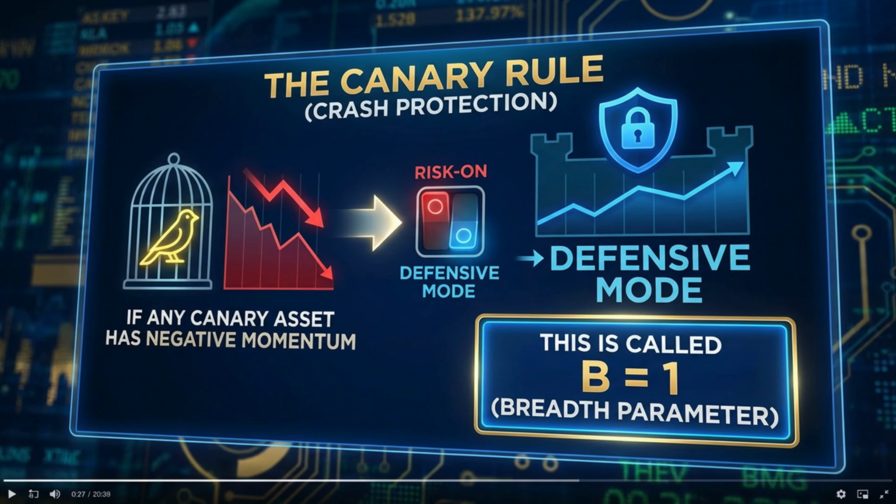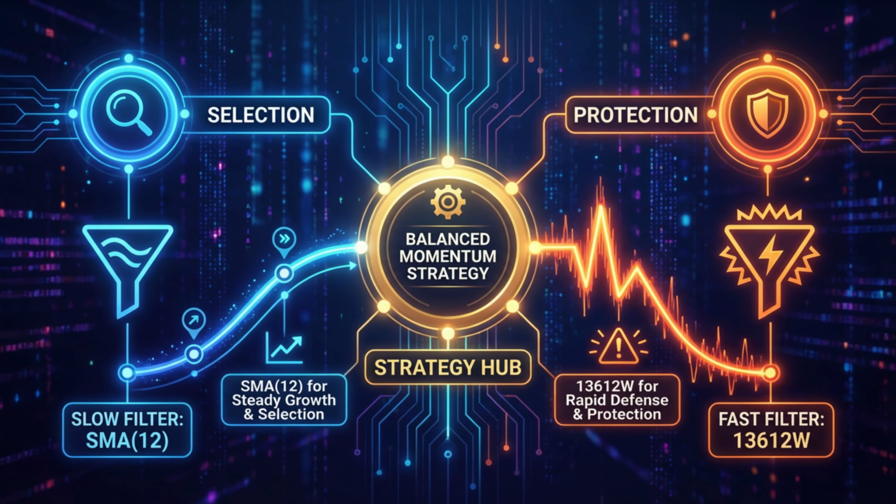BAA checks the canary assets each month. If at least one canary has negative absolute momentum, the strategy flips to the defensive universe. In the paper, this is the breadth parameter set to B equals 1, meaning the trigger is intentionally strict and fast. BAA uses two different momentum speeds.